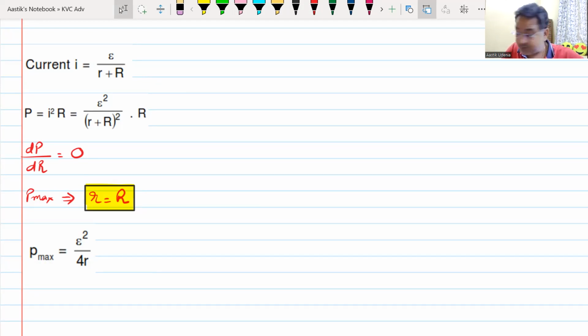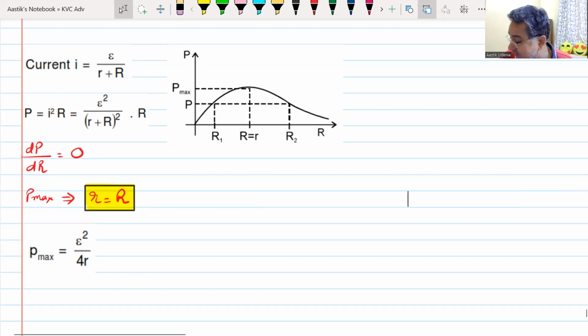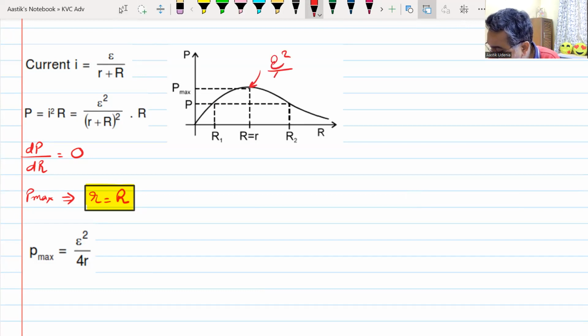First listen to me, then I'll give you time to write. If you draw the graph, it would look like this. This is the maximum power. How much is the maximum power? It is E square by 4R, and it happens when R is equal to r. Do we understand this?